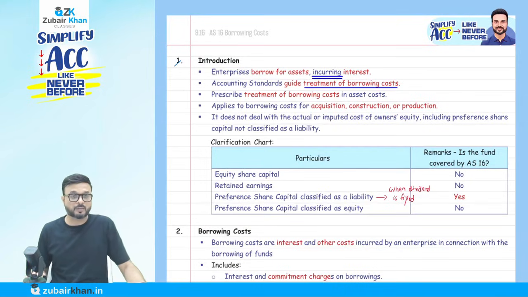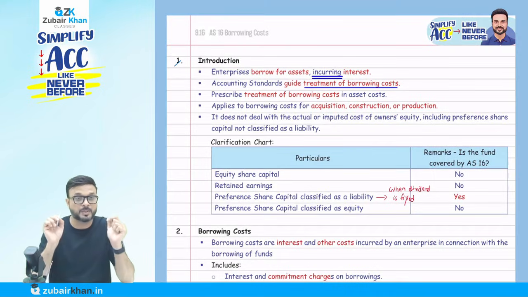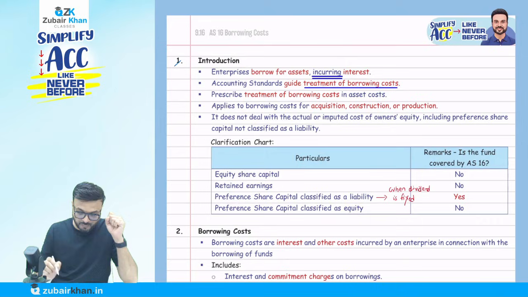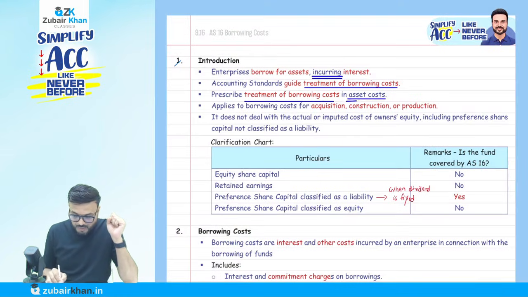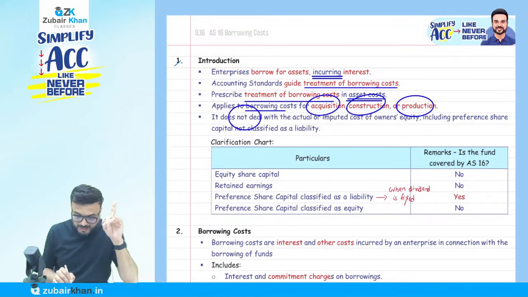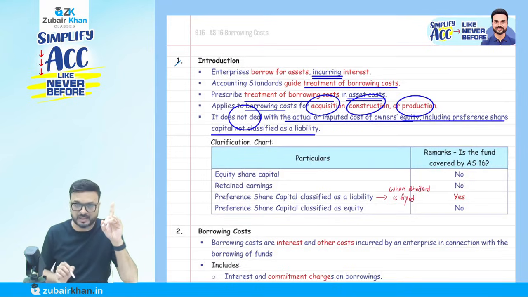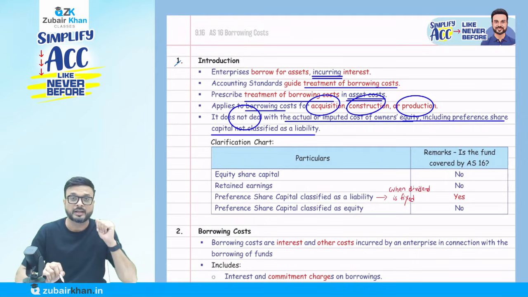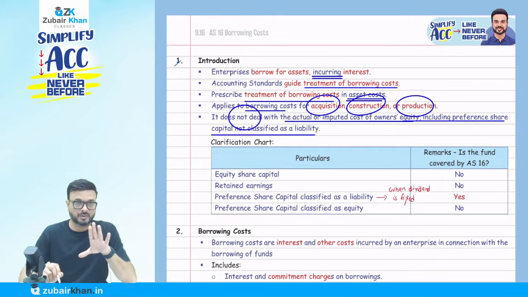What should be the treatment of the borrowing cost? Should we charge it to the P&L account, or add it to the cost of the asset? It prescribes the treatment of borrowing cost in asset cost. It applies to borrowing cost for acquisition, construction, or production. But it does not deal with the actual or imputed cost of owners' equity, including preference share capital not classified as a liability. Basically, they are telling us that dividend is not a borrowing cost, first of all.